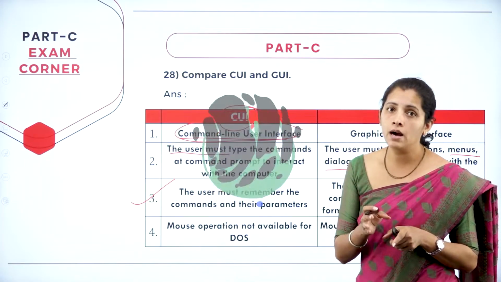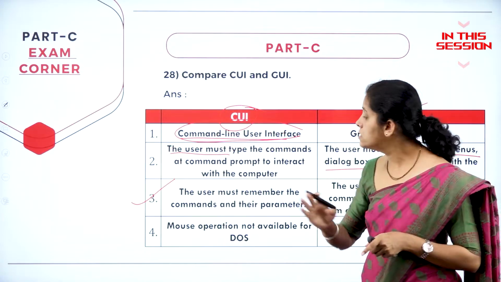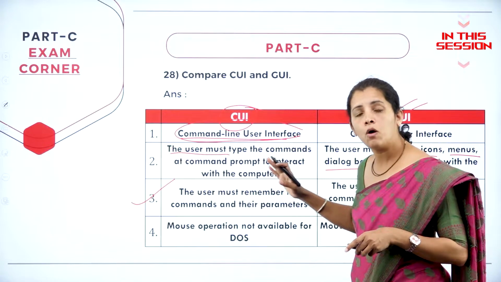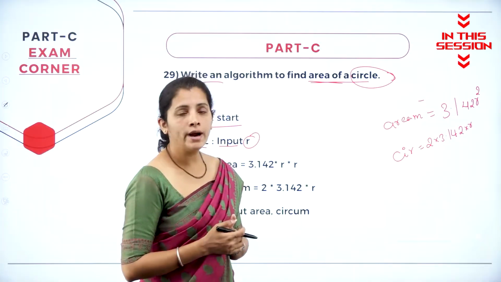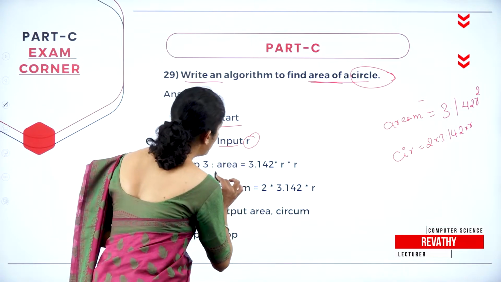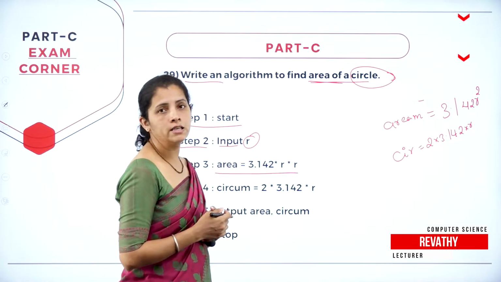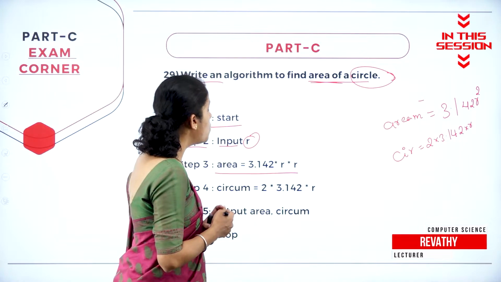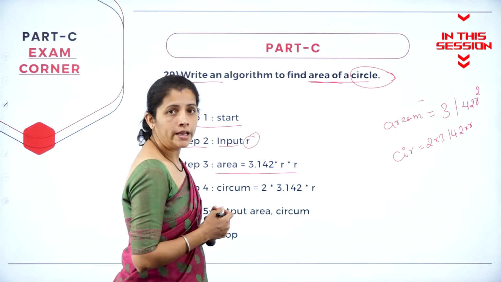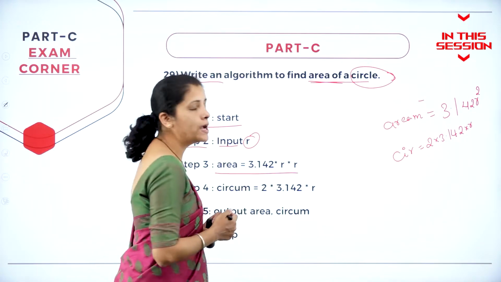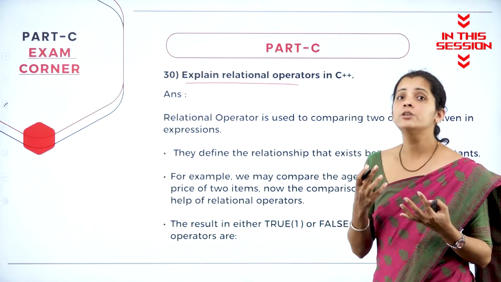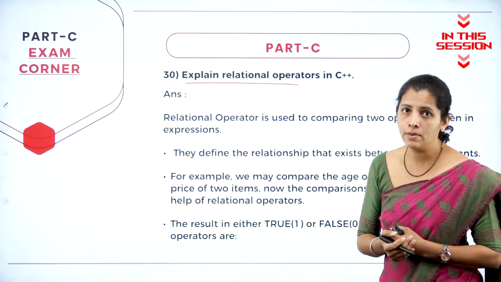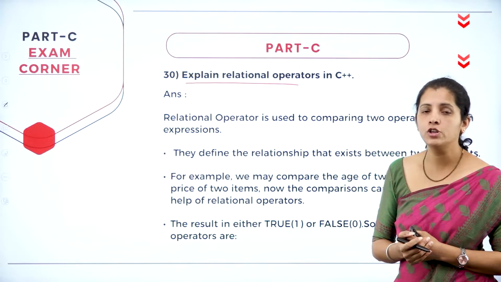To enter the command, the user must know and remember all the commands as well as parameters. To find the area of a circle, what's the formula I'm going to have here? That is 3.142 into r square. Suppose if I want to know the relationship between two variables, I require a relational operator.